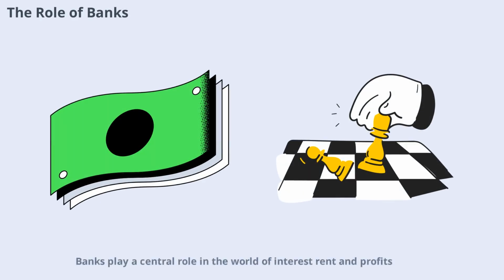Banks play a central role in the world of interest, rent, and profits. They collect deposits, lend money, and help businesses and individuals manage their finances. By setting interest rates and providing loans, banks influence economic activity and growth. They also earn profits by charging higher interest rates to borrowers than they pay to depositors, making them key players in the financial system.